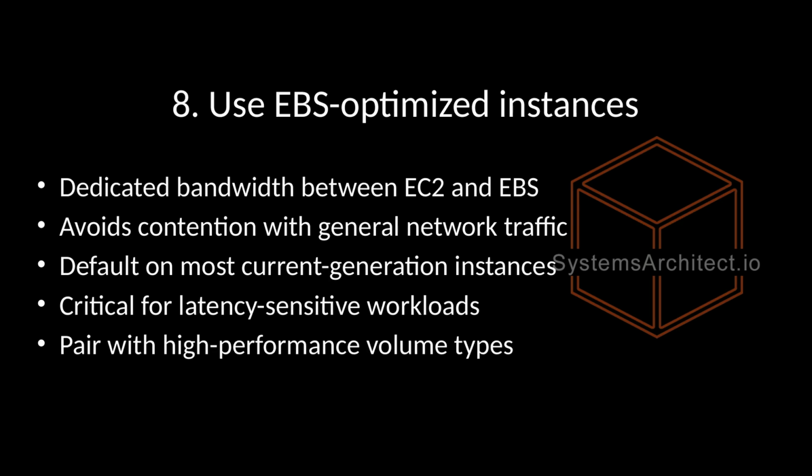8. Use EBS-Optimized Instances. EBS-Optimized Instances give dedicated network bandwidth between EC2 and EBS. Without it, storage I/O competes with the instance's general network traffic. Most current generation instances are EBS optimized by default already. This matters most for latency-sensitive, performance-intensive workloads. Pair it with a high-performance volume type like IO2 or GP3.